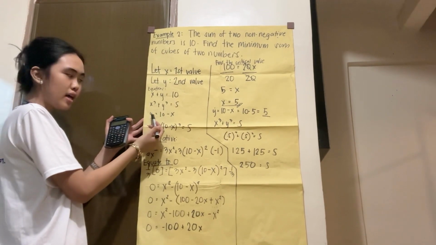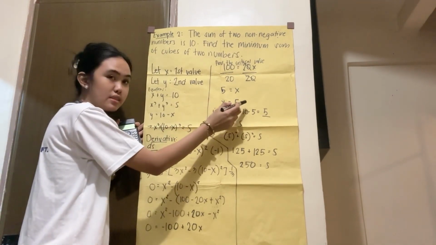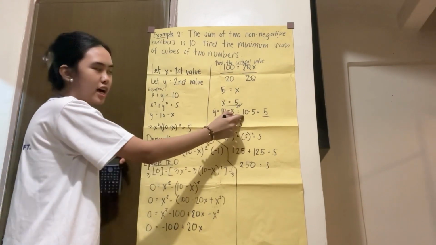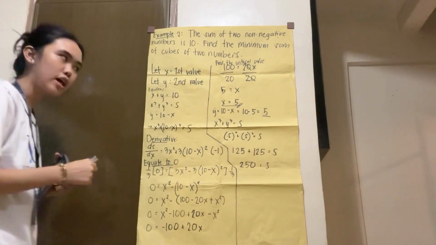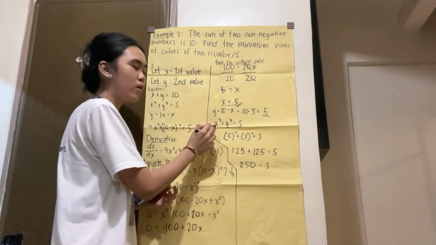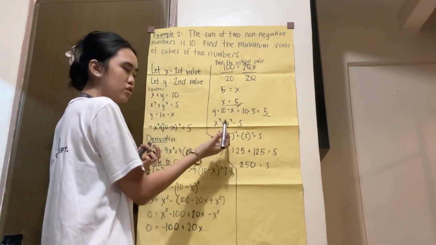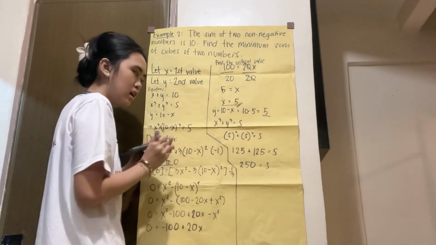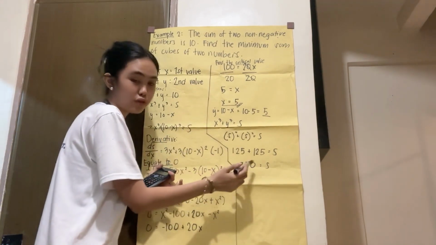So y is equal to 10 minus x. Given that x is 5, 10 minus 5 is equal to 5. So let's try to answer. So y is 5 and x is 5. So we cube them. 5 cubed plus 5 cubed is equal to 250.